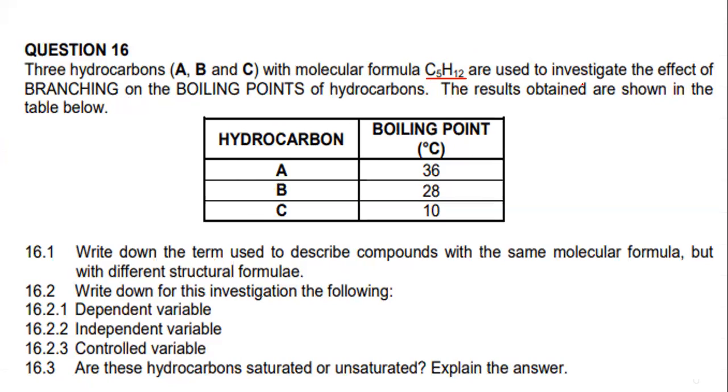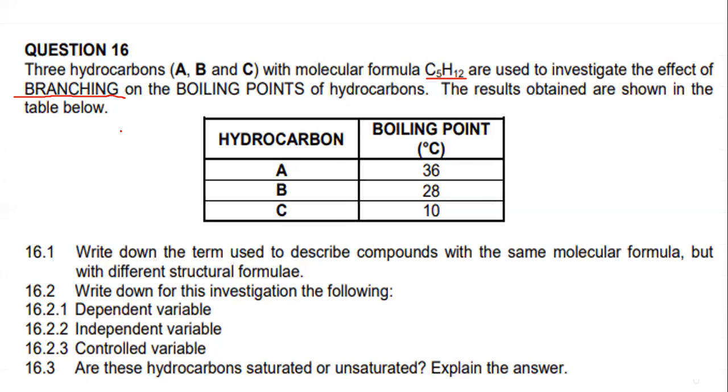And they are used to investigate the effect of branching. So this tells us that we are branching a molecule. And we know that if a molecule is being branched, it means the carbon chain, which is the parent chain, is being reduced, because other carbons are now going to form a substituent. They are now going to be part of a branch.